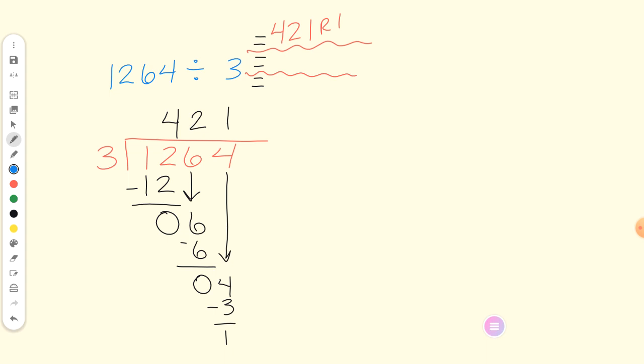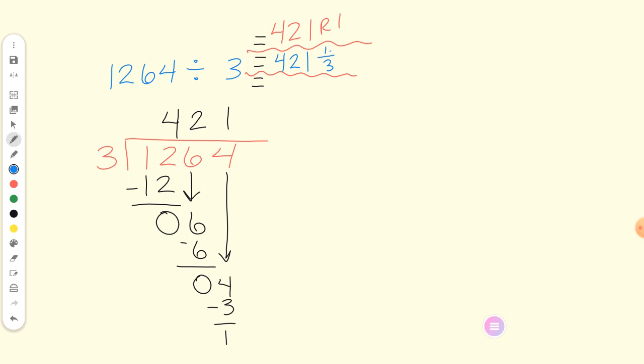The 421 stays the same. The only thing I worry about is the remainder. How do I write a remainder 1 as a fraction? Maya? 1/3. Okay, why is it 1/3? Because the remainder is 1, and then the 3 is what? Yeah, your remainder is your numerator on the top. Your denominator is always your divisor.